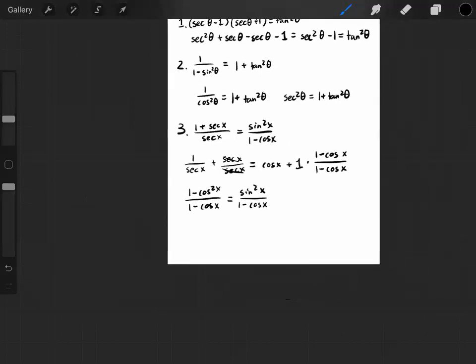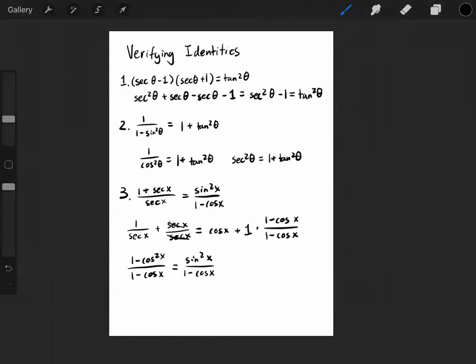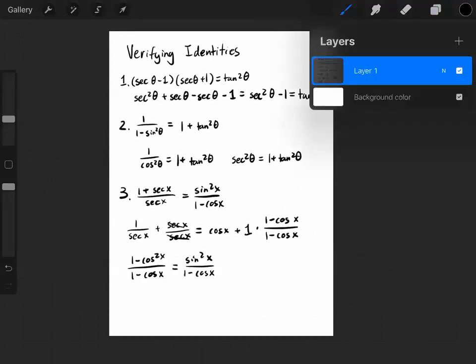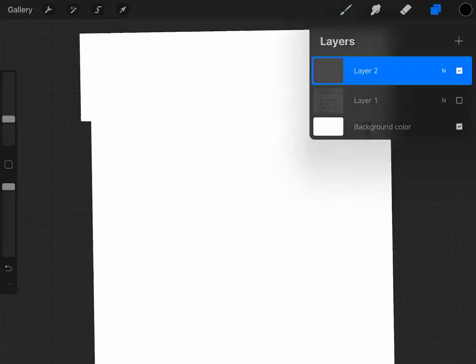So these are just the first three problems. Hopefully they're helping you understand how to work through these problems. We're going to start on our next set of problems, which are problems 4 and 5.